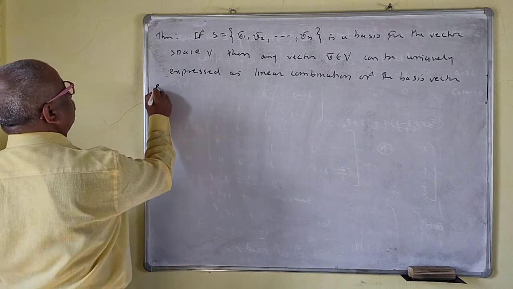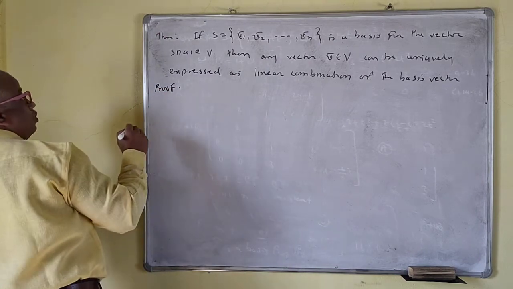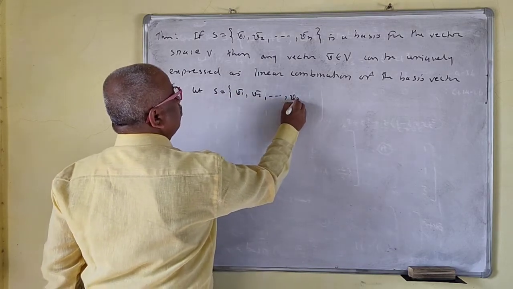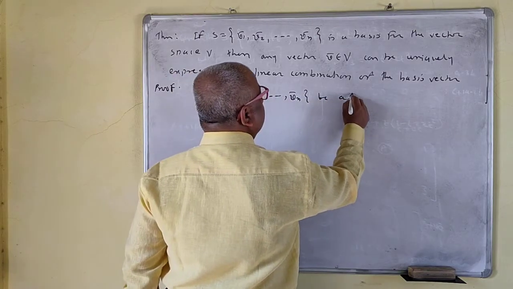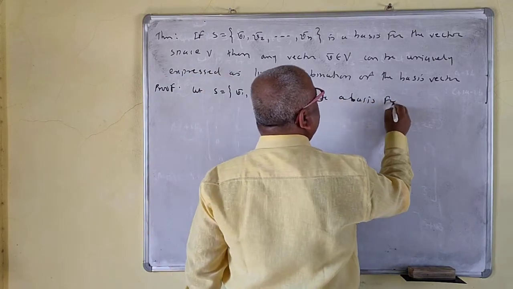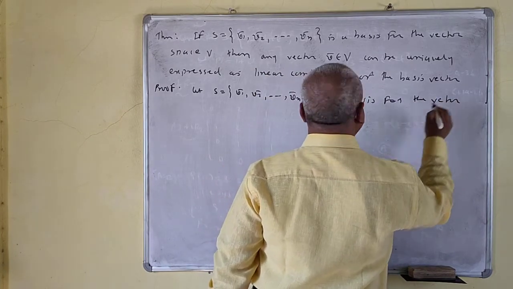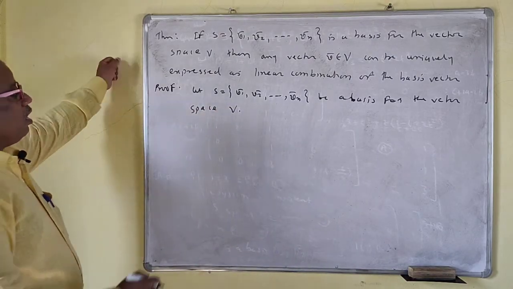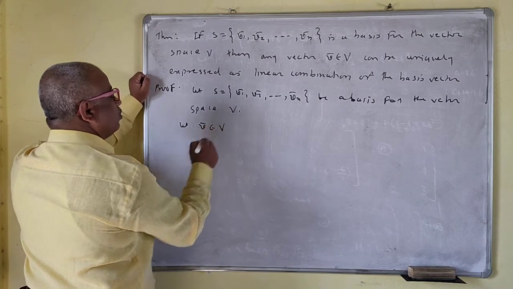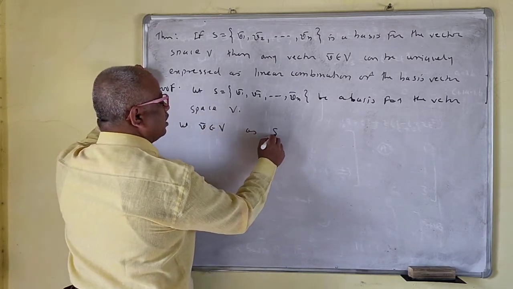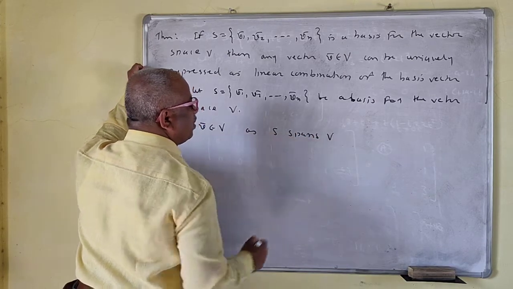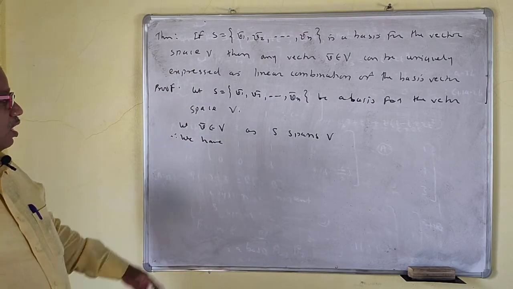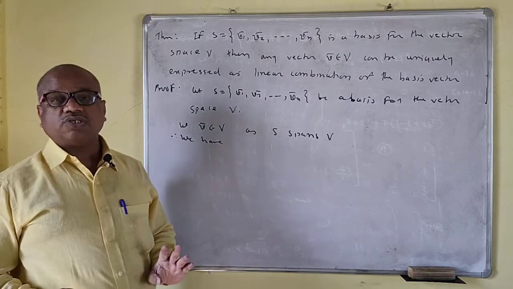Okay, so we prove this one. Proof: let S equals {V1 bar, V2 bar, ..., Vn bar} be a basis for the vector space V. Let V bar belong to V. As S spans V, since S is the basis, it means it spans V. So every vector of V can be expressed as a linear combination of the vectors in S.